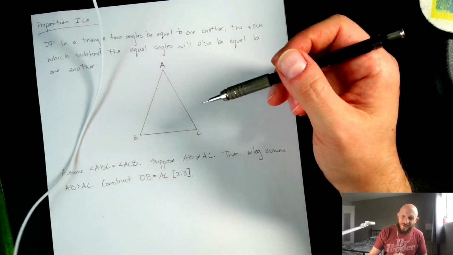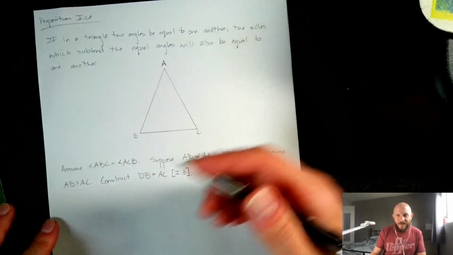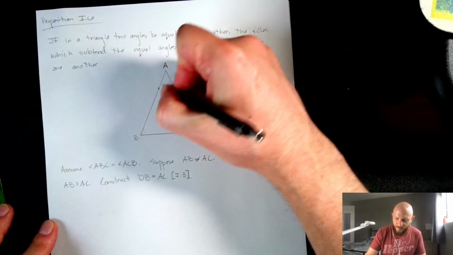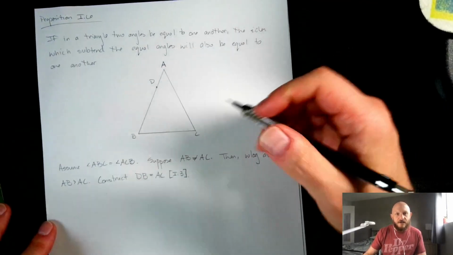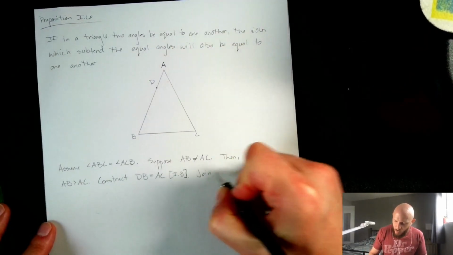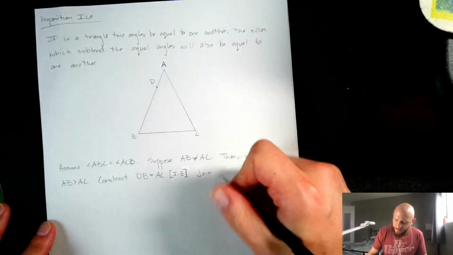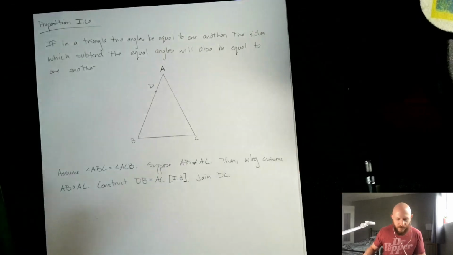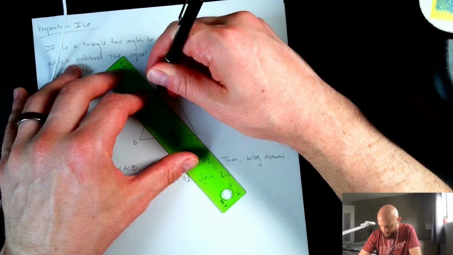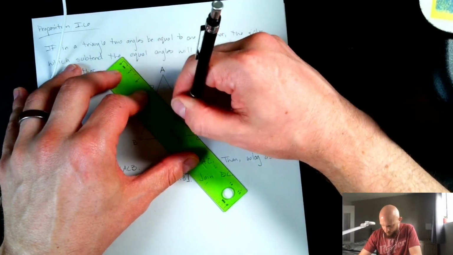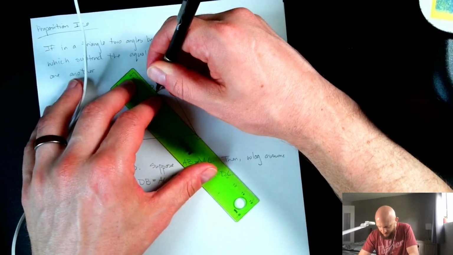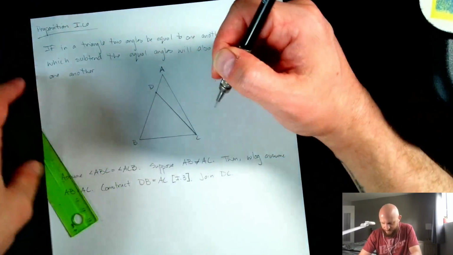So we know that they are the same, so it's not like I can use my compass to make some DB on here. It's basically just like choose some point on here and say, all right, there's D. And we're assuming that DB is equal to AC. And then we join DC. Again, that's Postulate 1 that allows us to do that. So we'll join DC.